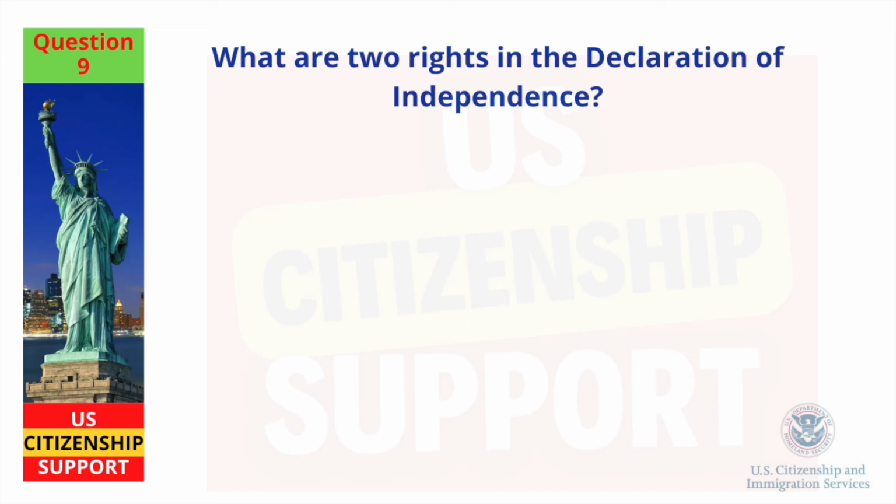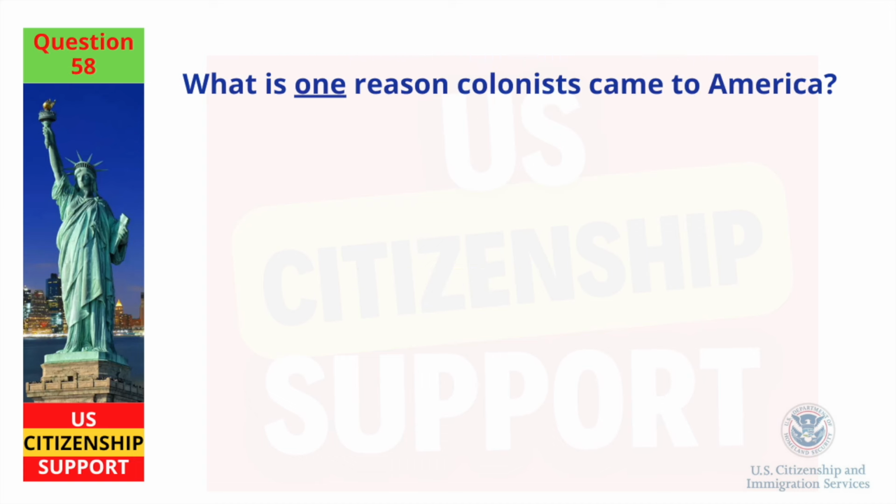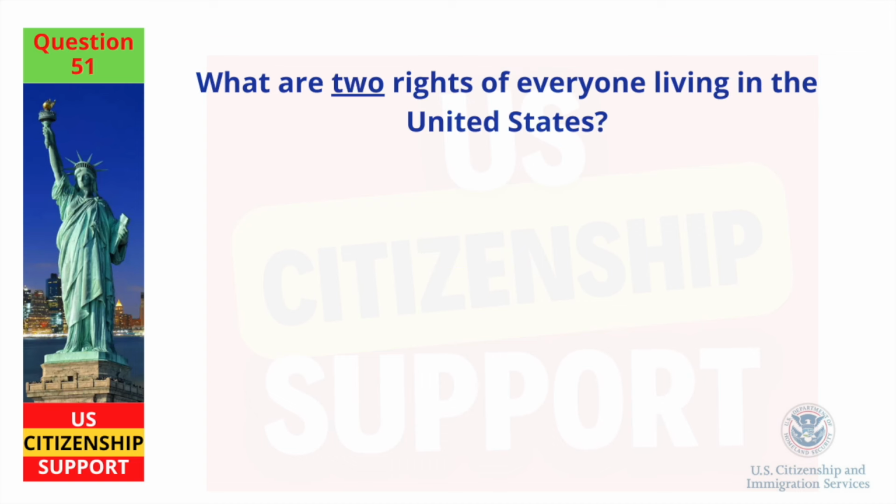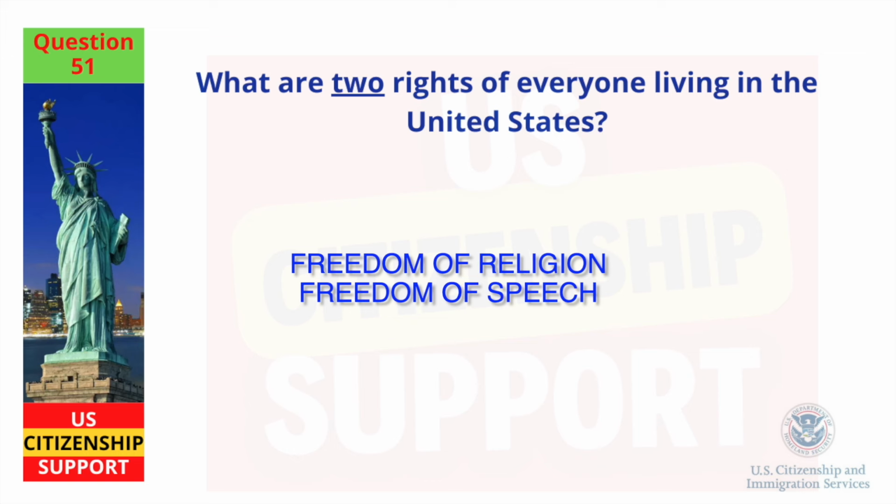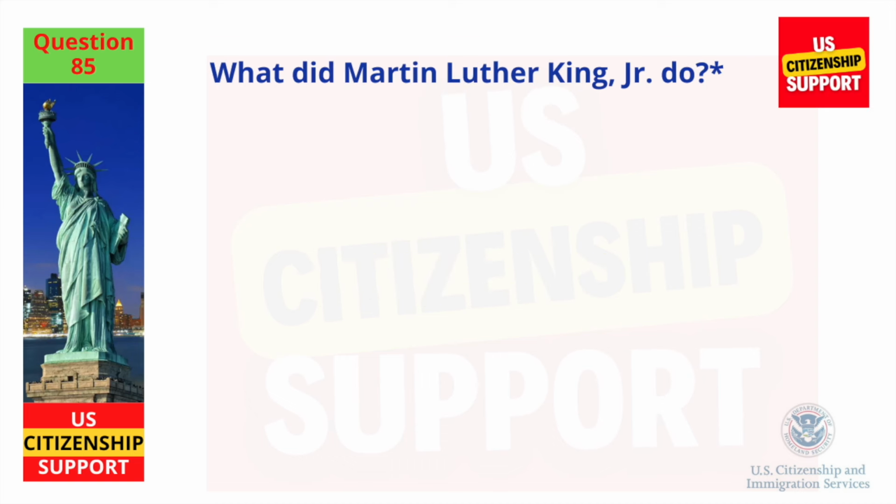What are two rights in the Declaration of Independence? Life, liberty. What is one reason colonists came to America? Freedom. What are two rights of everyone living in the United States? Freedom of religion. Freedom of speech. What did Martin Luther King Jr. do? Fought for civil rights.